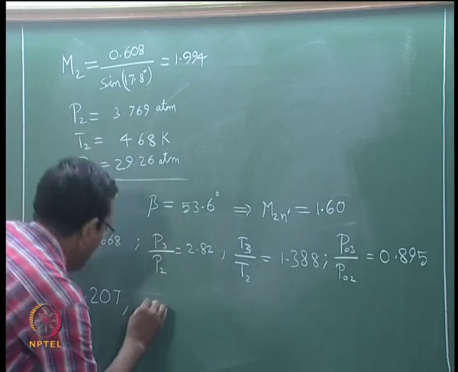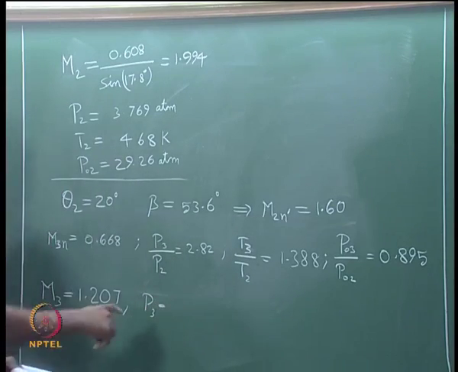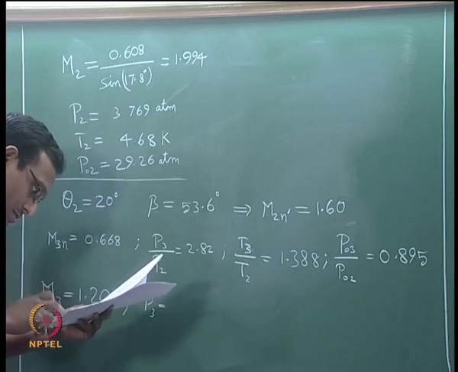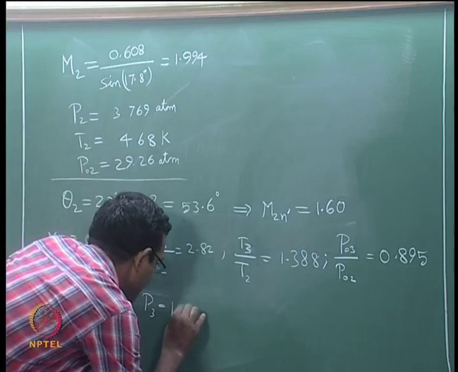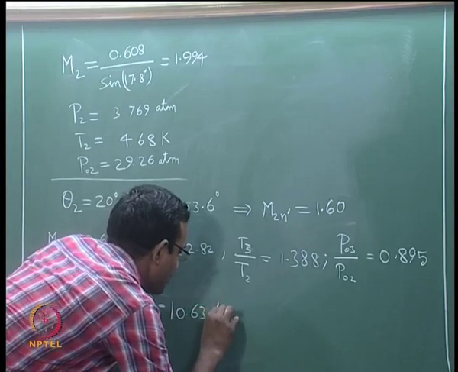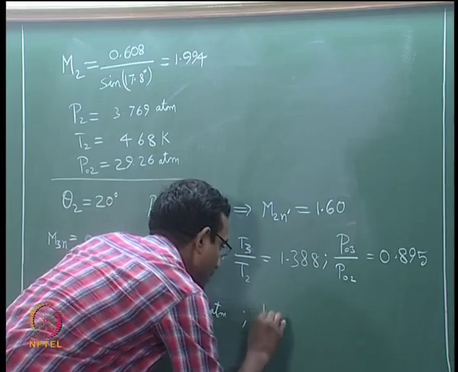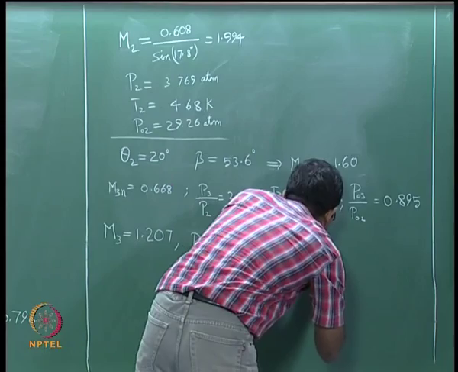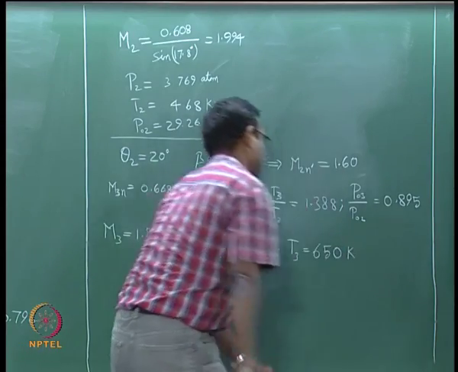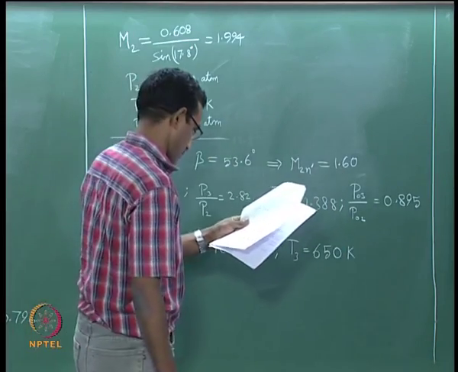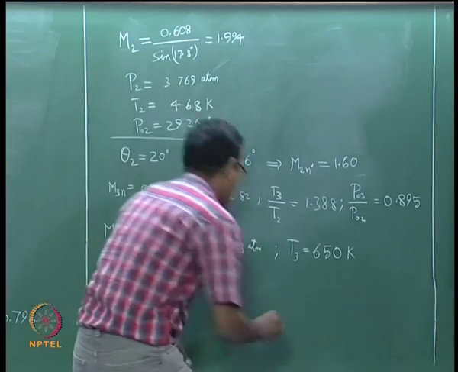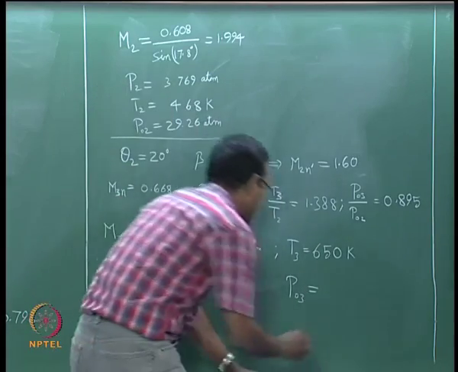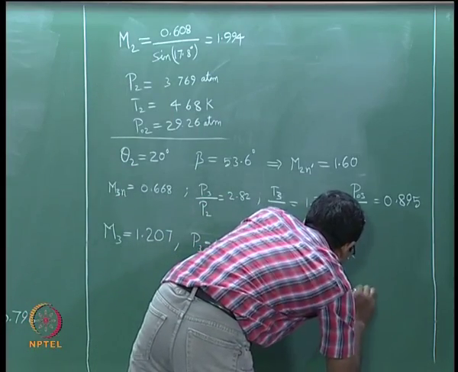And P3, we already have P2, I just have to multiply with this one, and P3 is 10.663 atmospheres, T3 is going to be 650 Kelvin, P03 is 26.19 atmospheres.